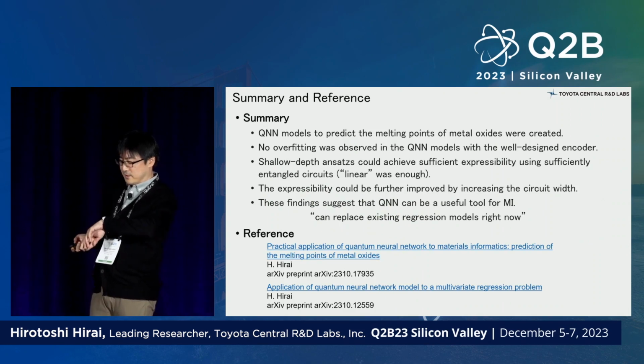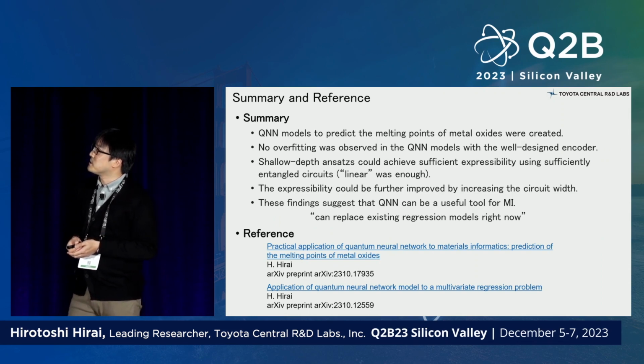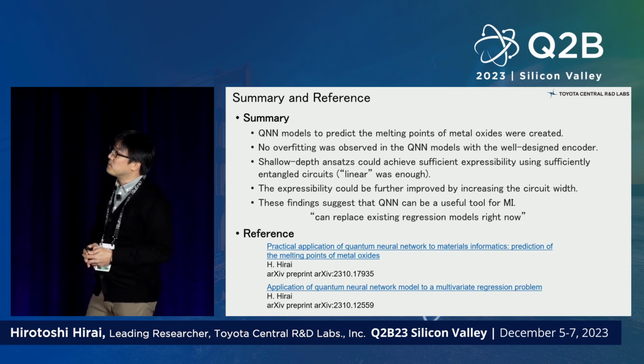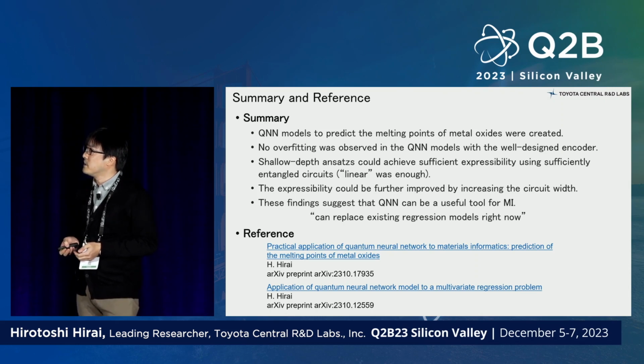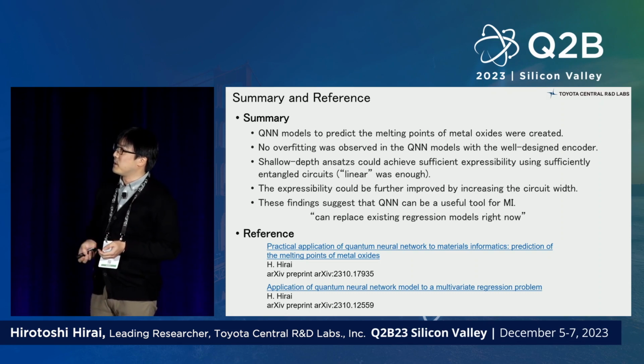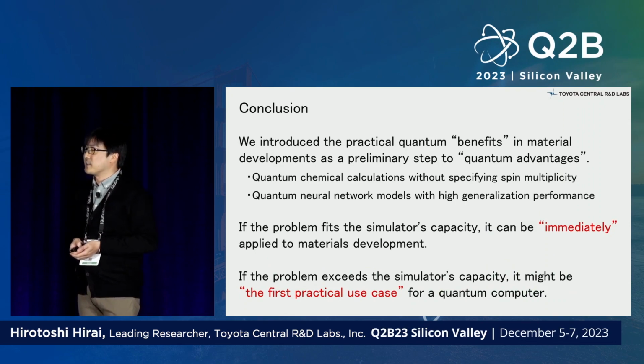Let me finalize the second topic, QNN models. We made QNN models to predict the melting point of metal oxides, and no overfitting was observed. A shallower depth ansatz could achieve sufficient expressibility using a sufficiently entangled circuit, and the expressibility could be further improved by increasing the circuit width. These findings suggest that QNN can be a useful tool for MI, so we can replace existing regression models right now. Please refer to this paper for more details. This is my conclusion, and thank you for your kind attention.